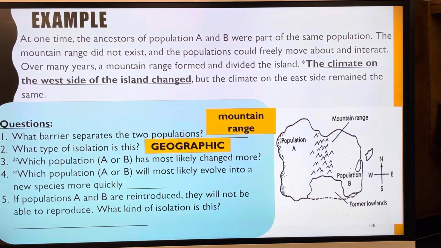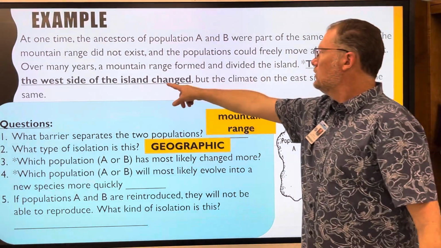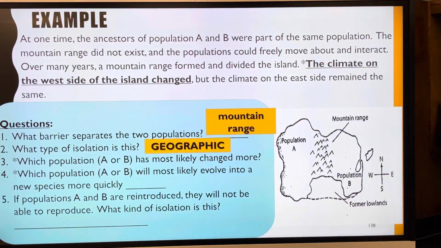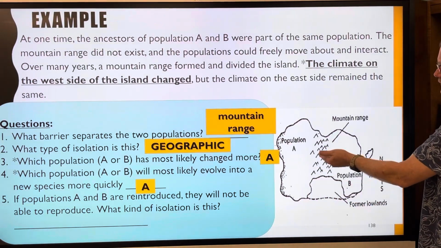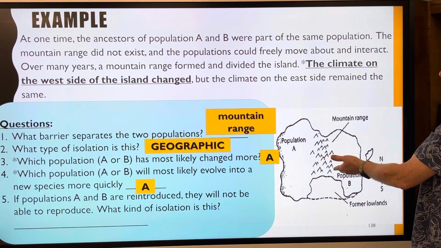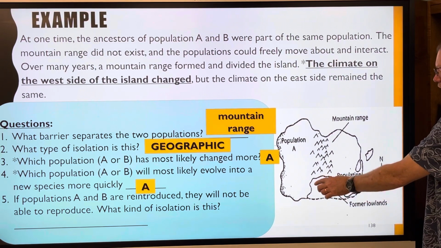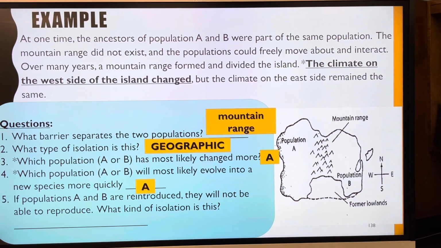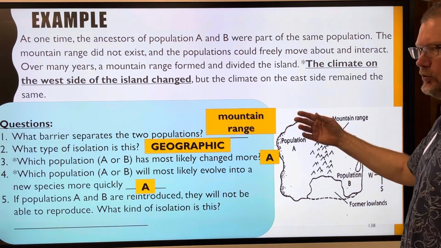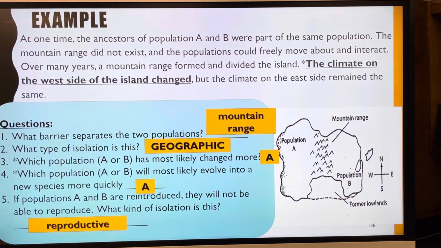Which population, A or B, is most likely to change more? The one that has the environmental change. Side A, the west side. Which population will most likely evolve into a new species more quickly? Same, A. If populations A and B are reintroduced, maybe over the years a pathway opens up, or the mountains erode, or some land rises, like the sea level drops, or something like that. What kind of isolation? So they will not be able to reproduce because now they're different species. What kind of isolation is this? And that would be reproductive isolation.